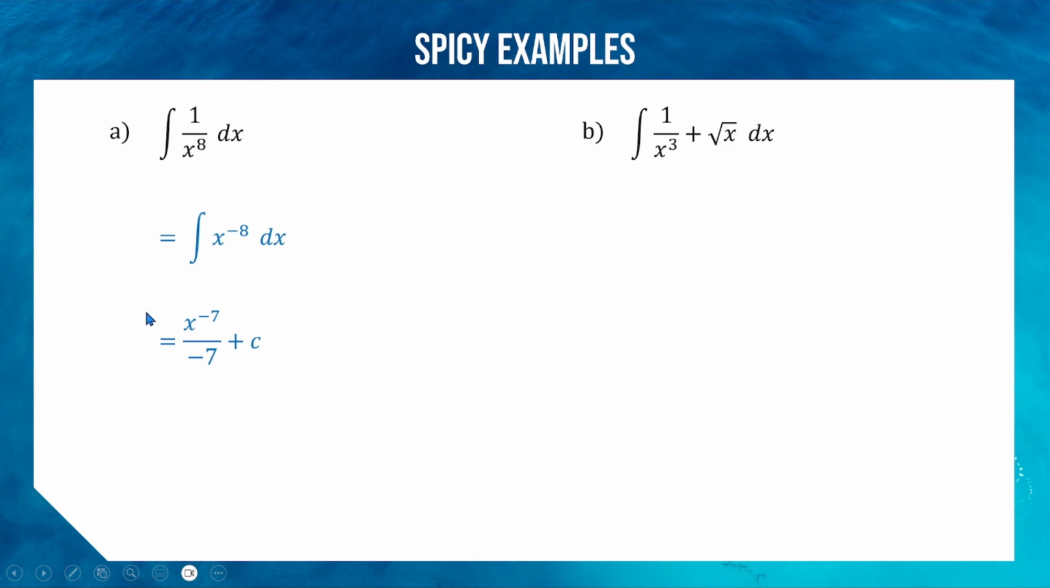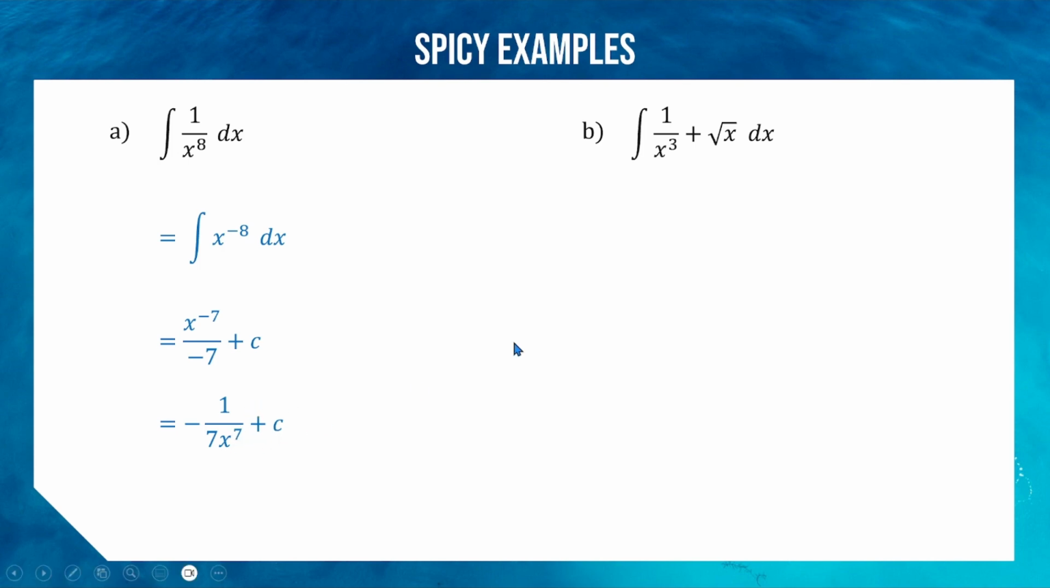This right here is a correct answer. You can make it look a little bit nicer if you want by putting the x back on the denominator with a positive power, and I like to put the negatives out the front because that's just what my OCD begs me to do. So we can write this as negative 1 over 7x to the power of positive 7 with the plus c still there.